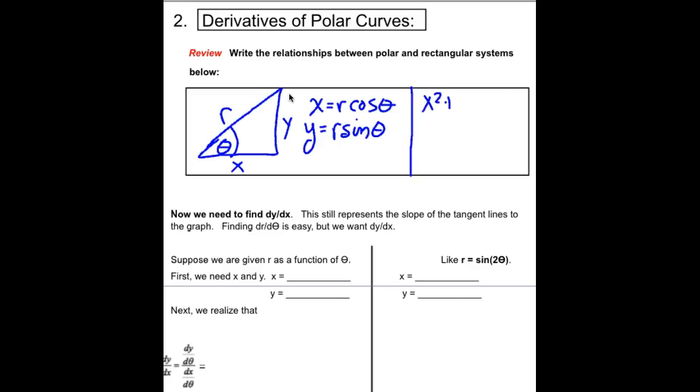We also know that if need be, we could say x squared plus y squared is r squared. Or equivalently, r is the square root of x squared plus y squared. We can say that tangent of theta is y over x, or theta is tan inverse of y over x. And we've got some conversions.